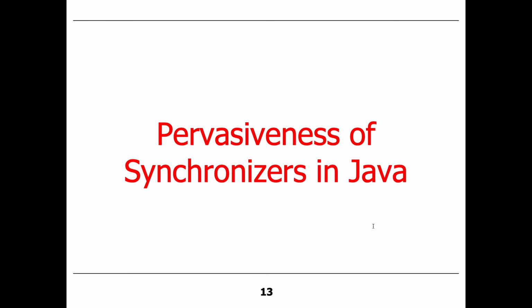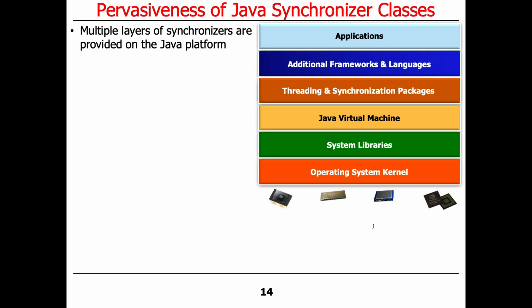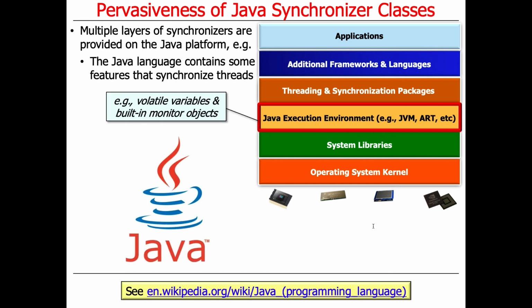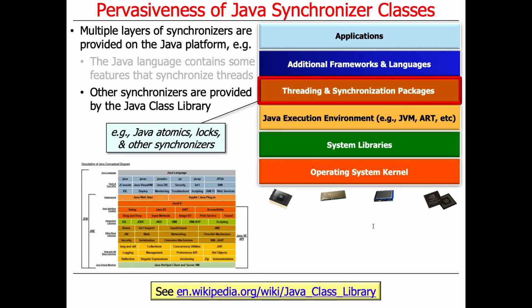The last thing I want to do is just kind of talk about how pervasive synchronizers are. There are synchronizers all over the place in modern platforms, Java included. Some things are in the Java execution environment. They're actually built into the Java virtual machine or the Android runtime. And these include things like volatile variables and built-in monitor objects. So those things are really baked in at a very low level, written in C, typically.